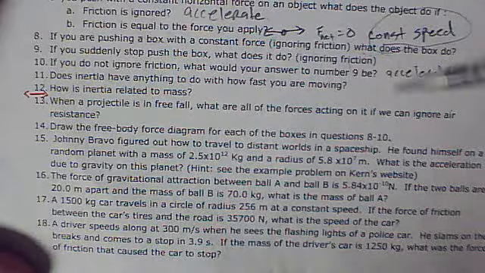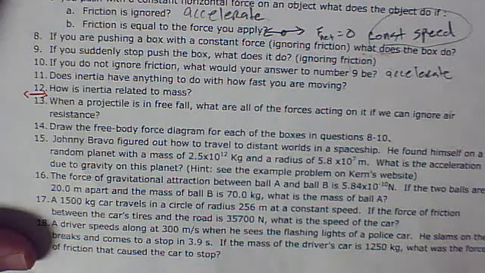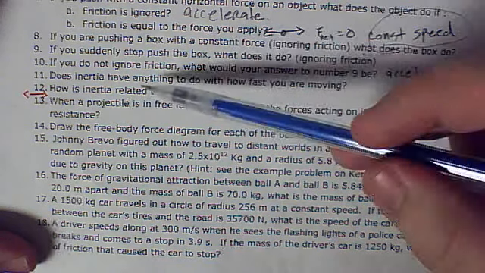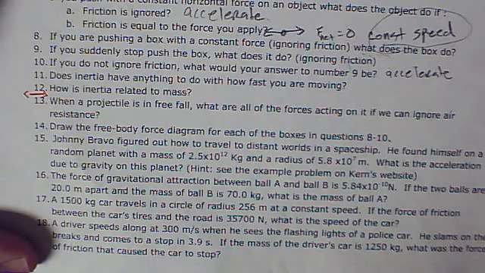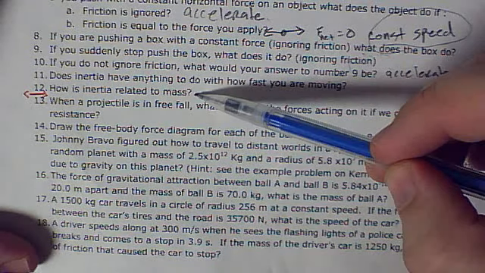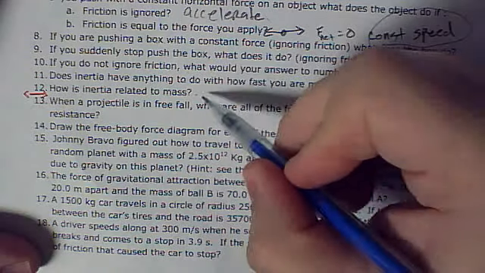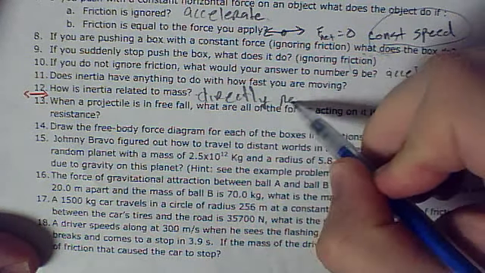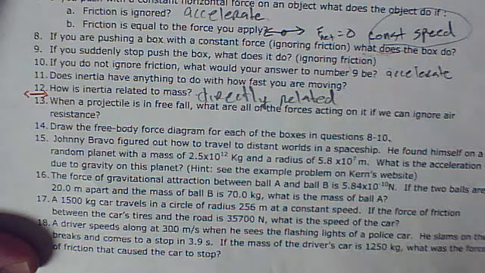Number 11, does inertia have anything to do with how fast you're moving? No. Inertia is a property of matter that depends upon its mass. The more mass you have, the greater your inertia. So number 12, how is inertia related to mass? Well, if I increase my mass, I increase my inertia, so they are directly related. And that is it for what we did in class today.